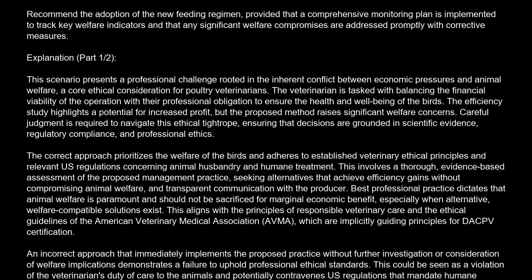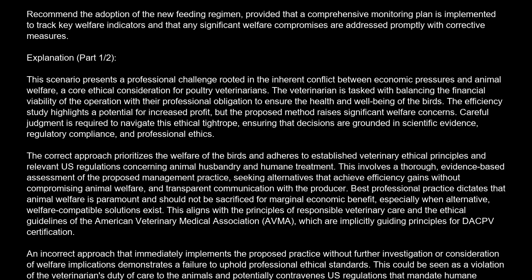Explanation. This scenario presents a professional challenge rooted in the inherent conflict between economic pressures and animal welfare, a core ethical consideration for poultry veterinarians. The veterinarian is tasked with balancing the financial viability of the operation with their professional obligation to ensure the health and well-being of the birds. The efficiency study highlights a potential for increased profit, but the proposed method raises significant welfare concerns.